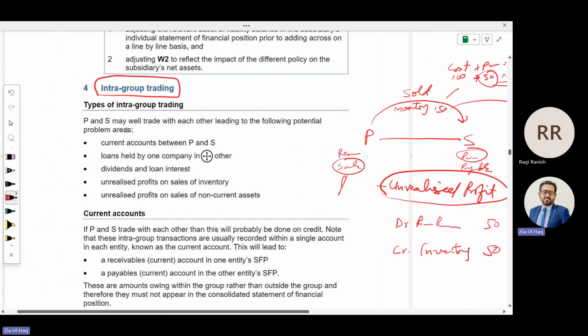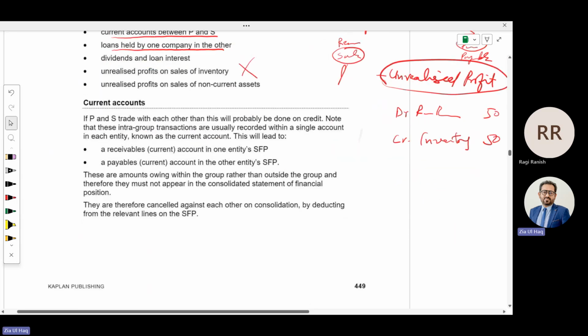So P and S, parent and subsidiary, may well trade with each other, leading to the following potential problem areas. Current account between P and S, meaning current assets and current liabilities in terms of receivables and payables. And loans held by one company in the other's liability. These things we haven't studied yet.